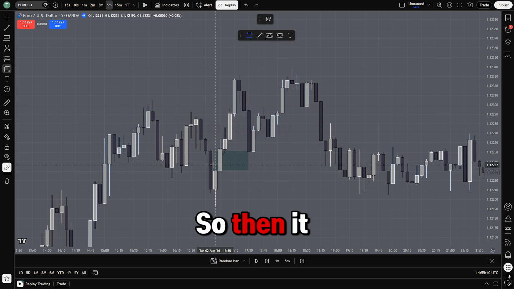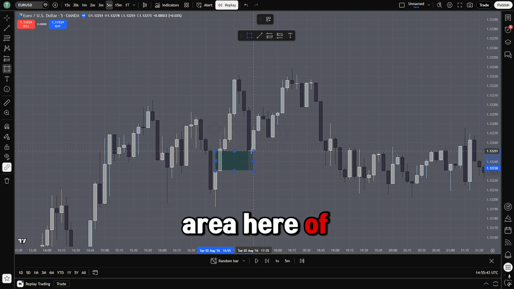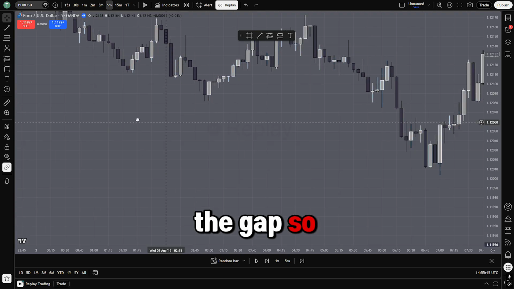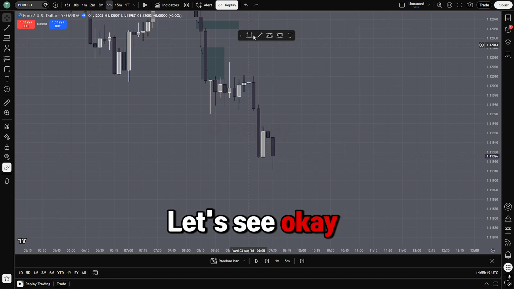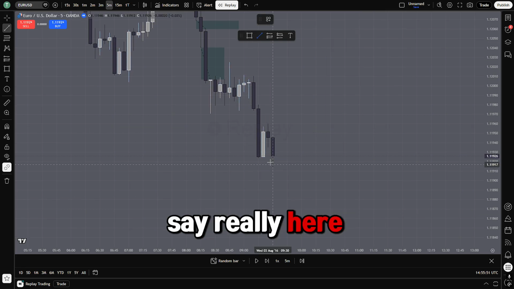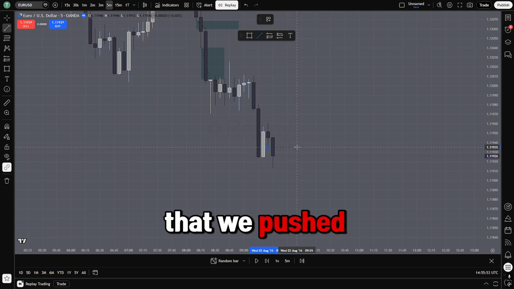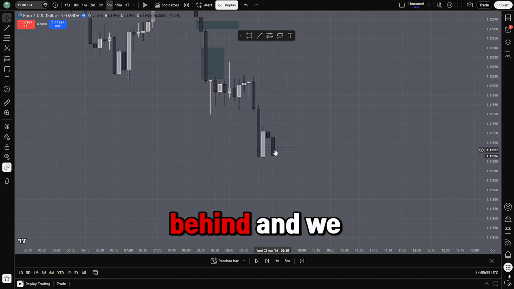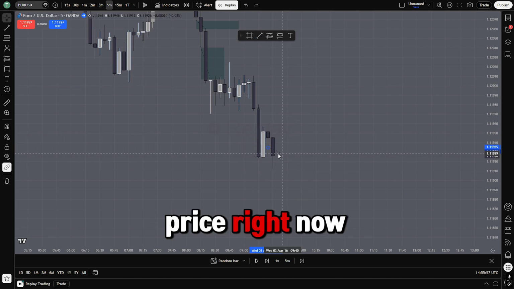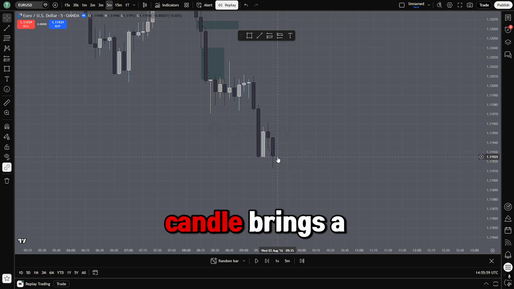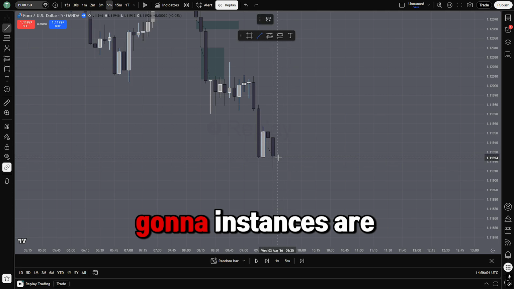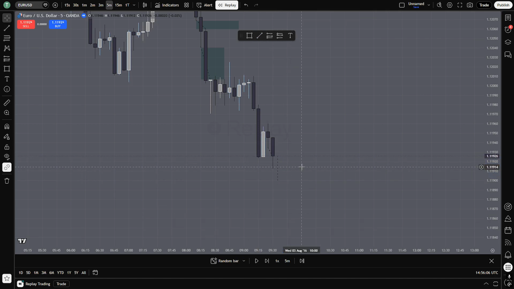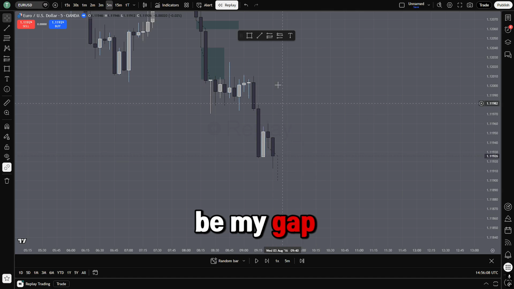So then it leaves this little area here of the gap. So now, how can we find it live? Let's see. Okay, what can I see already here? I can see that we pushed already a good part behind, and we are with the price right now, right here. Now, if the next candle prints a candle that's just going to instantly start dropping like that, that is going to be my gap.